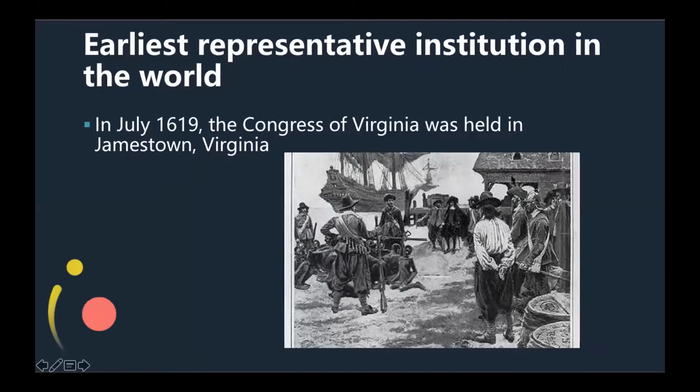And then the earliest representative institution in the world. So this is the earliest representative institution. In July 1619, the Congress of Virginia was held in Jamestown, Virginia. So as you can see, this is the picture of when they were having their meeting.